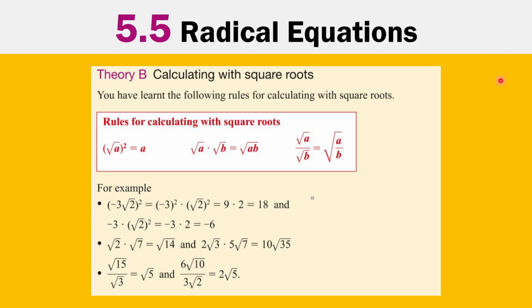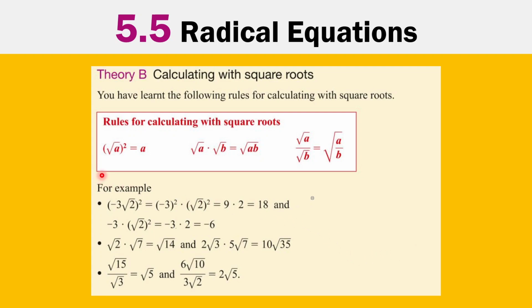Welcome back, ladies and gentlemen, to a summary of Theory B, calculating with square roots. Nothing new here, but quite a lot of theory that we've discussed previously. With previously, I mean mostly in second grade. We also use those in different paragraphs, but this is actually just a summary of almost a whole chapter, chapter 1 in second grade, with all the rules for calculating with square roots being discussed yet again.